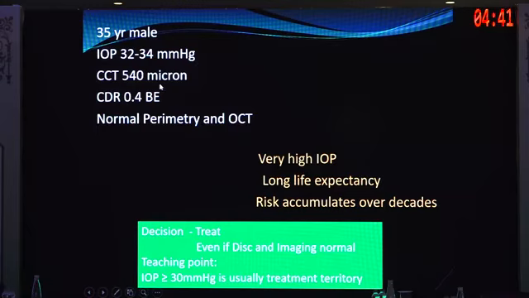Long life expectancy because the patient is young and risk accumulates over decades. So the decision may vary, but some of us can decide to treat even if disc and imaging normal. Teaching point is if IOP more than 30, it is usually treatment territory.